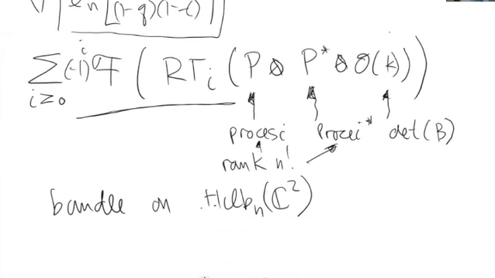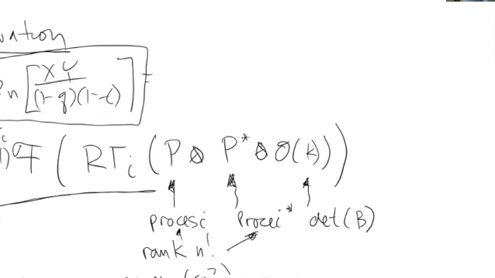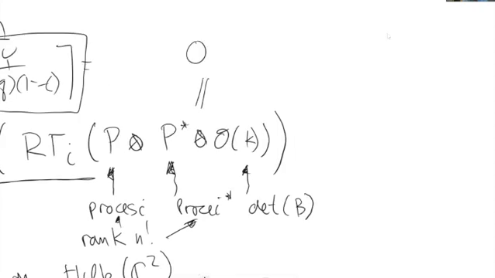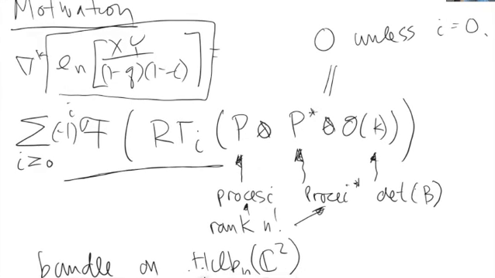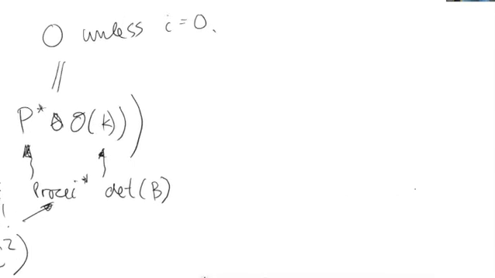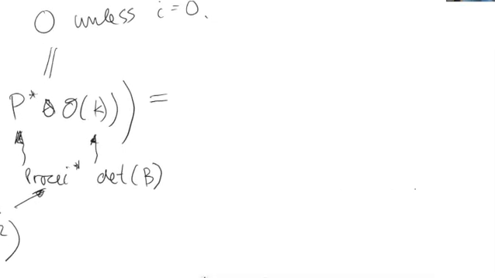It turns out that actually the ith summand here is always going to be 0 unless i equals 0. So in other words, there are no higher derived functors here, and in fact this whole expression is just the space of sections of that bundle.